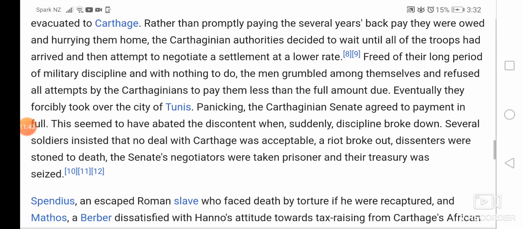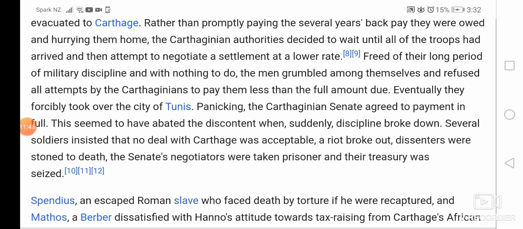Freed of their long period of military discipline and with nothing to do, the men grumbled among themselves and refused all attempts by the Carthaginians to pay them less than the full amount due. Eventually they forcibly took over the city of Tunis. Panicking, the Carthaginian Senate agreed to payment in full.